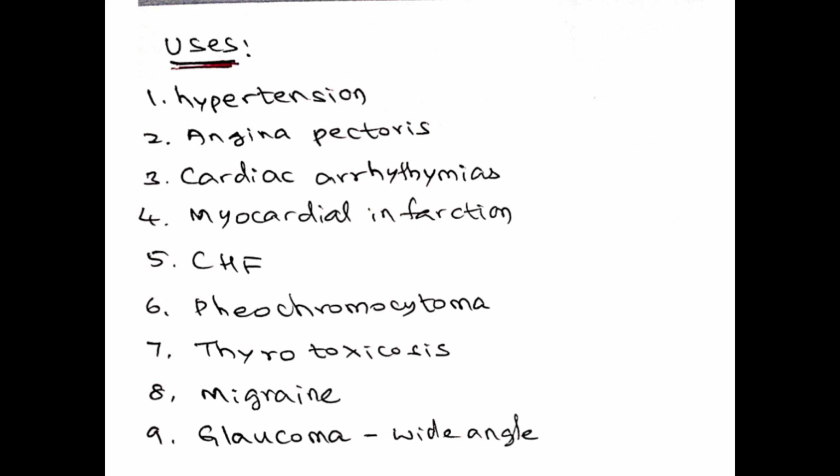Coming to the uses of beta blockers, it is used for all the heart disorders, like to treat hypertension. Beta selective drugs like atenolol, nebivolol, metoprolol, etc. are prescribed for treating hypertension. They are also used in treating angina pectoris and for treating cardiac arrhythmias due to its membrane stabilizing activity.